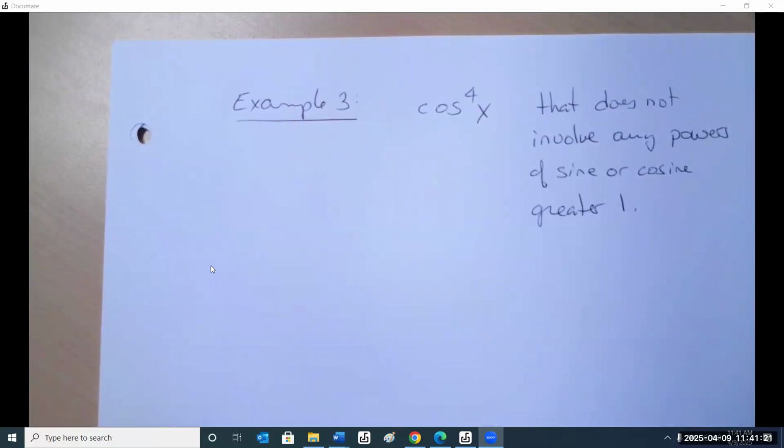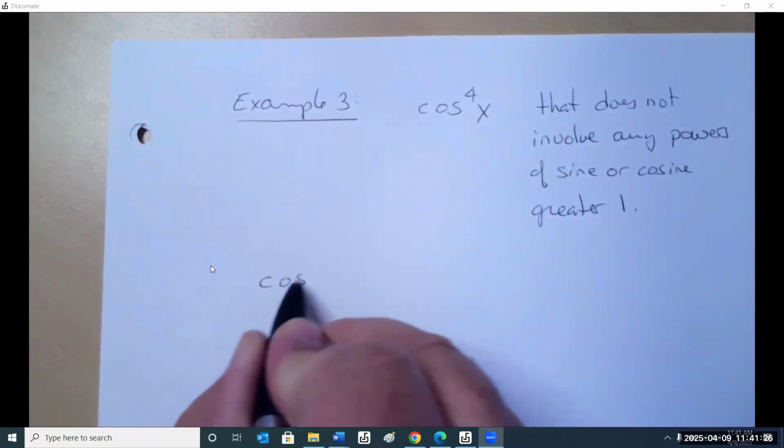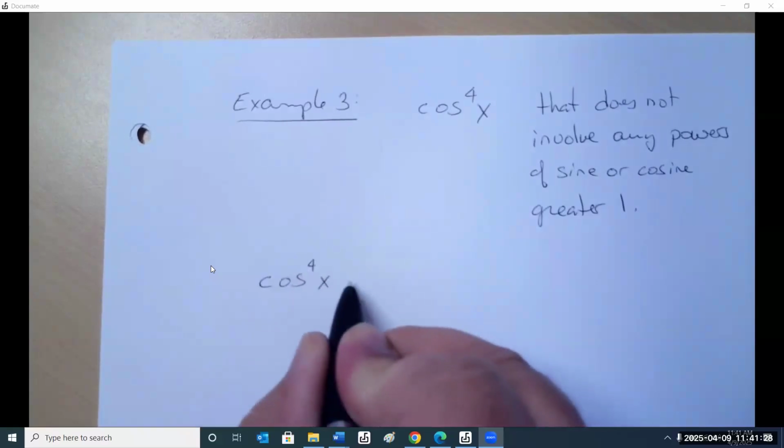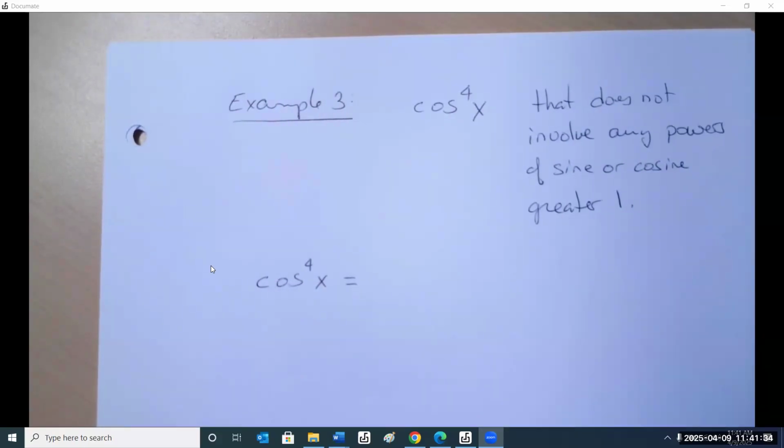So rewrite this, cosine to the 4th of x. Write that as a function of sine and cosine where there are no exponents. First step is what? How can we write cosine to the 4th?